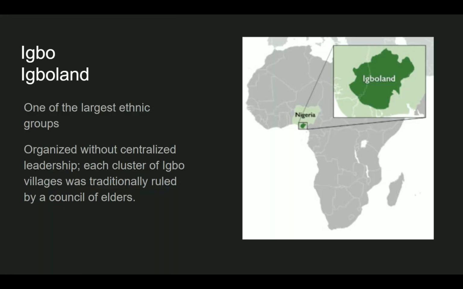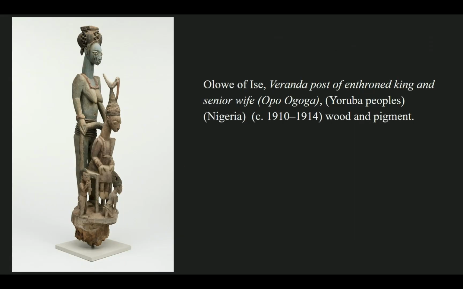So we're looking at Igbo land in Nigeria. And this is a community that's organized by a group rather than like a chieftain or a king. Instead, it's organized by these councils of elders. That's how they were traditionally ruled. And so we're looking at the veranda post of the enthroned king and senior wife.